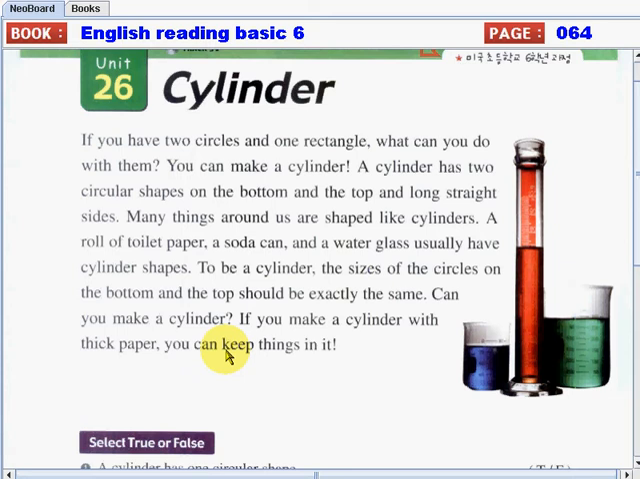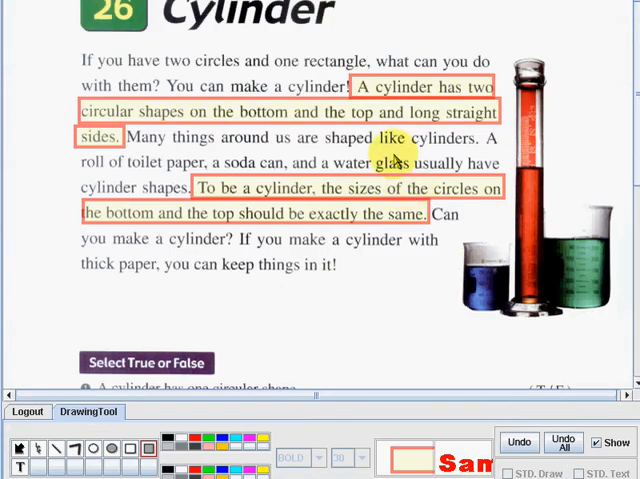Now, before we continue to the activities, I am just going to point out the important details that we have read in the passage. Okay, first, a cylinder has two circular shapes on the bottom and the top and long straight sides. Second, to be a cylinder, the sizes of the circles on the bottom and the top should be exactly the same. Alright, so don't forget these because you are going to use these in the activities.